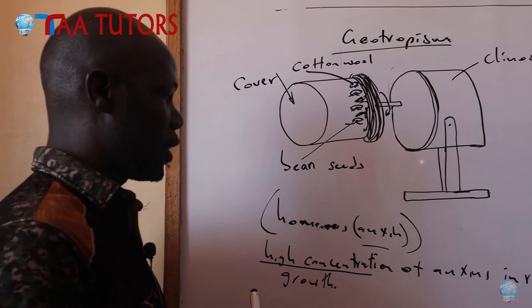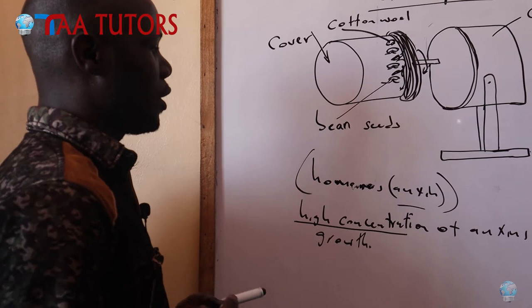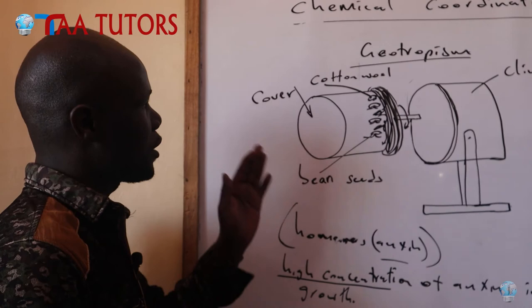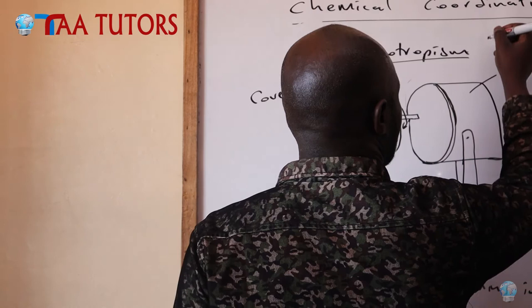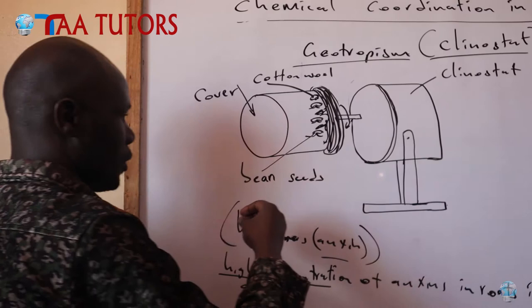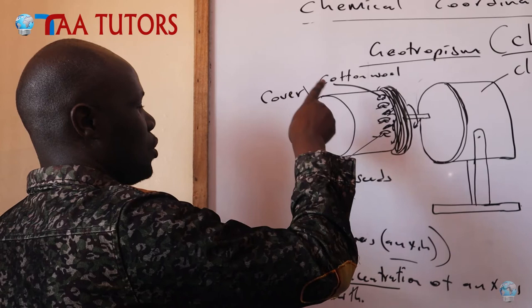So how do we use this particular diagram of ours to illustrate the influence of gravity on the response that we are talking about? So this particular setup, the apparatus here, is called a clinostat. So the whole of this is what is called a clinostat that we are using to illustrate this. A clinostat is a machine which has got a motor that can make this container rotate, and this rotation will be slow.